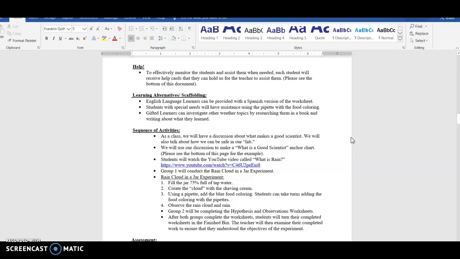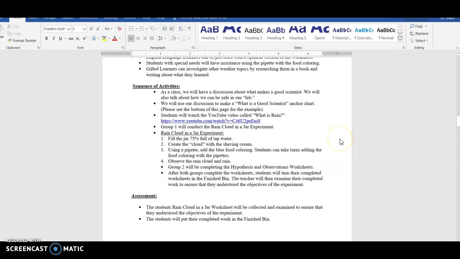Learning alternatives and scaffolding. English language learners can be provided with the Spanish version of the document. Students with special needs will have assistance using the pipette with the food coloring. And gifted learners can investigate other weather topics by researching them in a book and writing about what they learned.